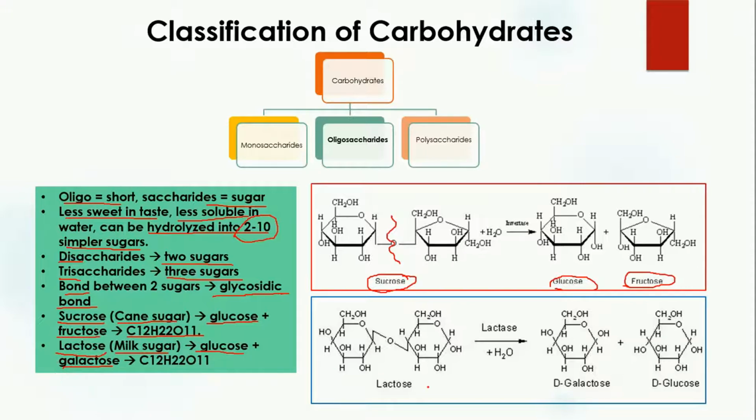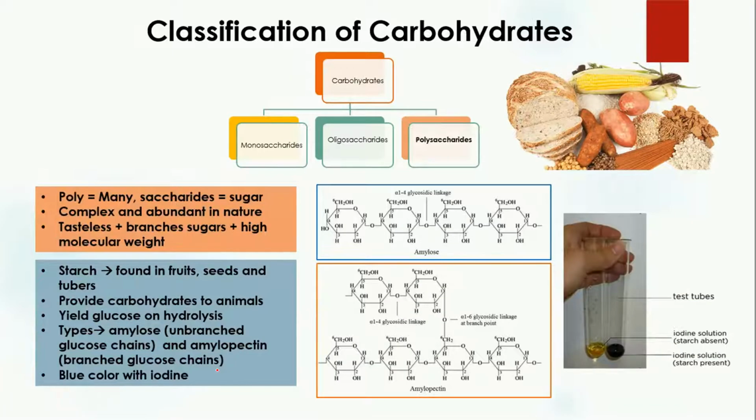Here you can see this is lactose, which is made up of two sugars, and if you break it down here, you will have a galactose and a glucose. The formula for lactose is C12H22O11. The last type of carbohydrate is polysaccharide. Here poly means many and saccharide means sugar.